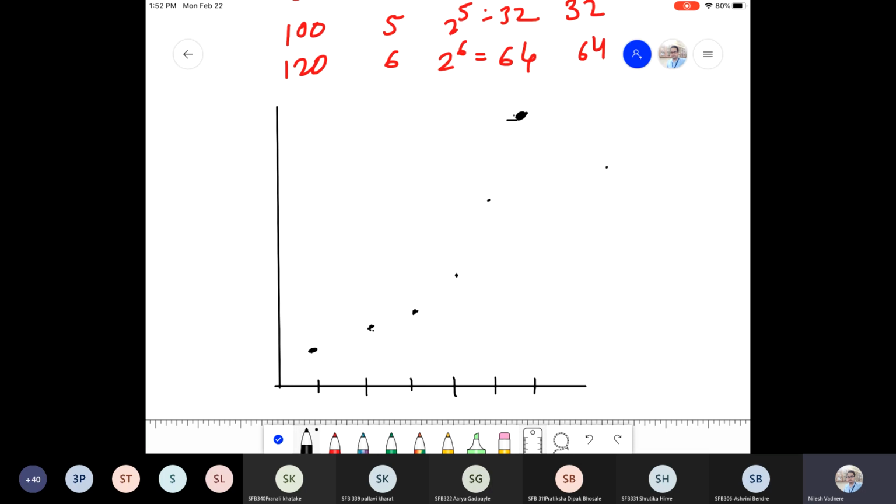So if you see the line, this is a curve line. Okay, this type of line we will get. It is a smooth curve. Now I could not draw that smooth curve. So this type of line we will get.